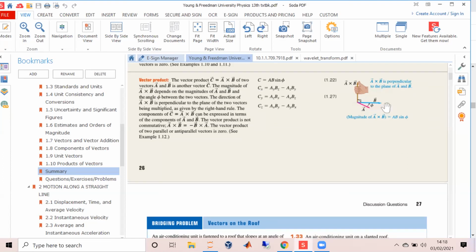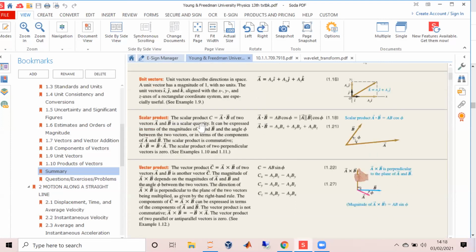I don't think I can explain this more clearly without a blackboard. Maybe you can try to find some videos on YouTube about the right hand rule. It's really important, vector products, okay? They are really, really important for this subject. And scalar products are also really important, okay? So please try to understand everything here.